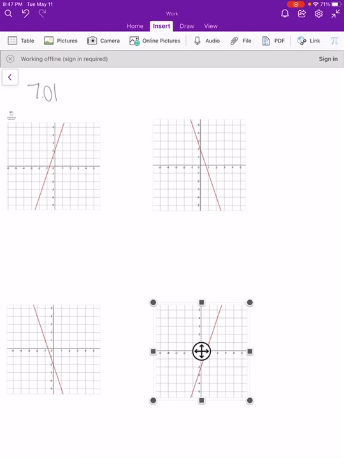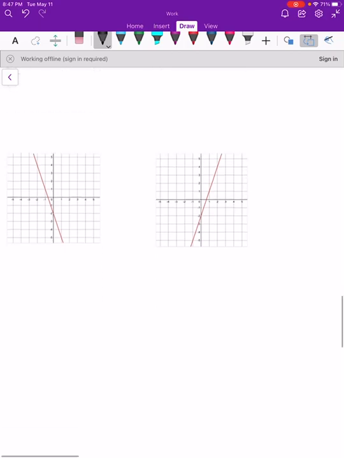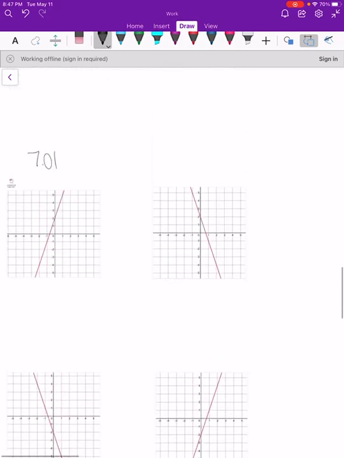Okay, for 7.1, we need to write equations of these lines. Before we begin, I'm just going to scroll down here a little bit, and I can scroll up. All of our equations are going to be written in the form y equals mx plus b. And sometimes it's y equals mx minus b.